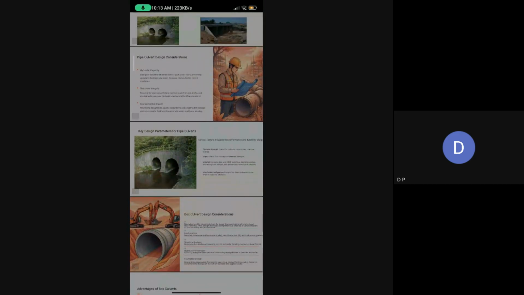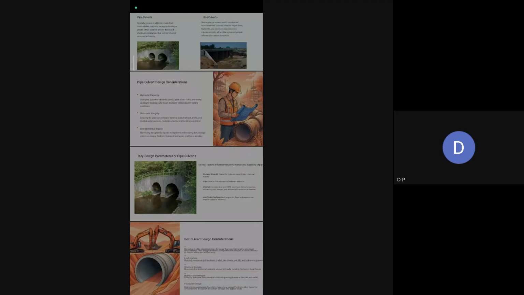Pipe culvert design considerations. There are three considerations: hydraulic capacity, structural integrity, and environmental impact. Hydraulic capacity: sizing the culvert to efficiently convey peak water flows, preventing upstream flooding and erosion. Consider inlet and outlet control conditions.